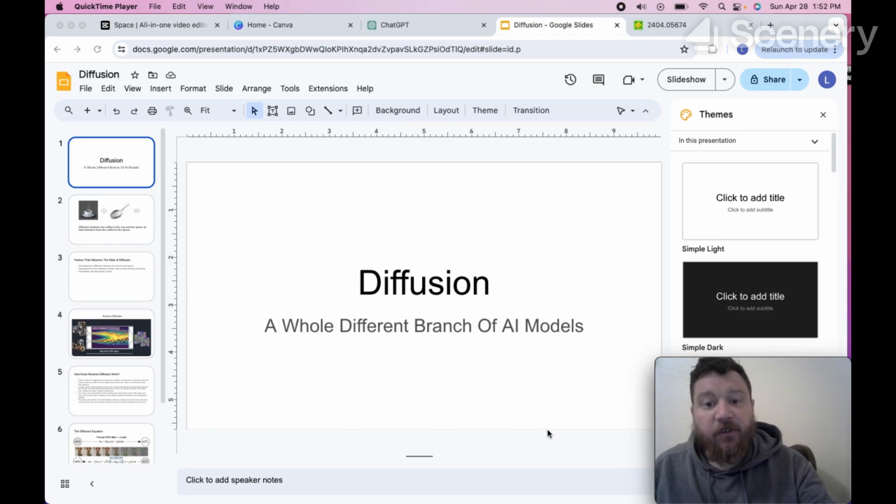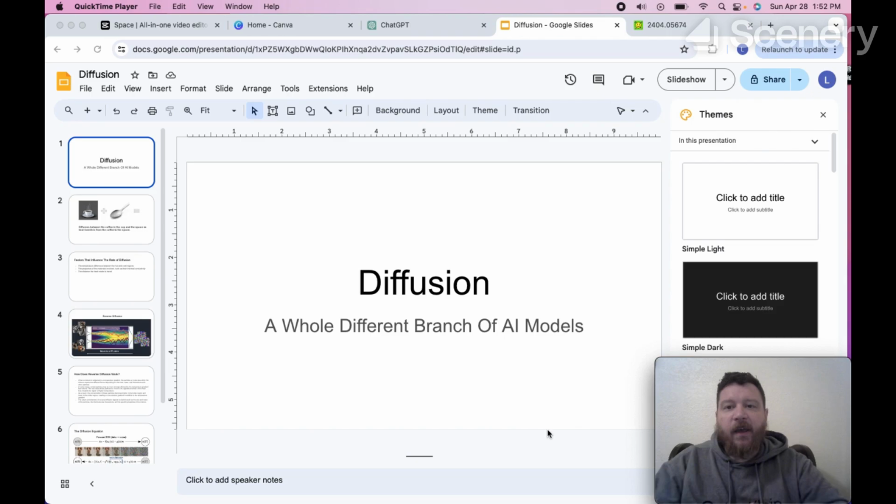Hey everybody, so today we're going to be talking about an interesting topic, which is diffusion. And the big thing that I want to state up front with diffusion is that diffusion models, when it comes to AI, are a completely different breed and separate from pretty much every other area of artificial intelligence. Diffusion is its own unique thing, and diffusion models operate very differently from other AI models.